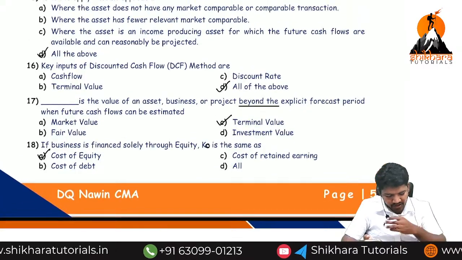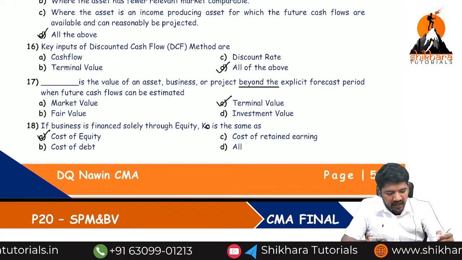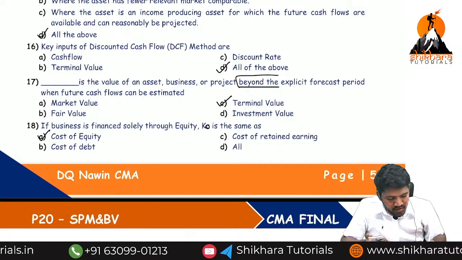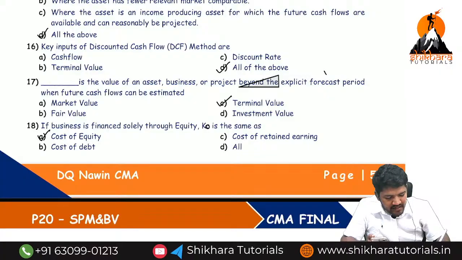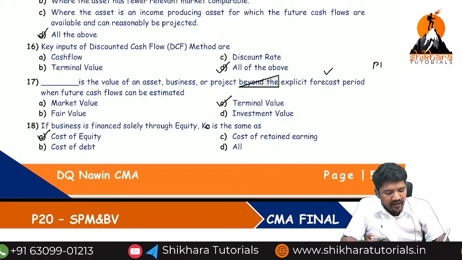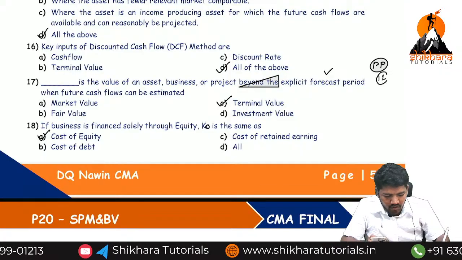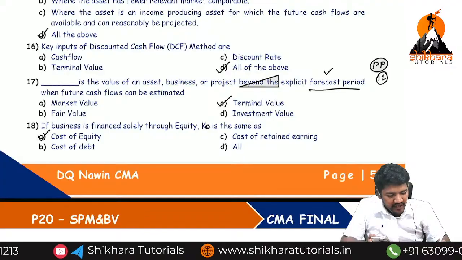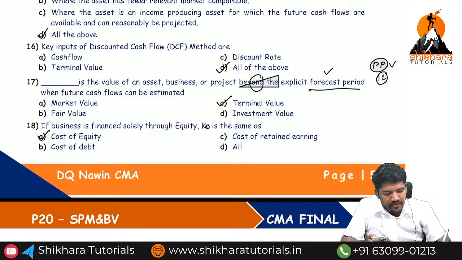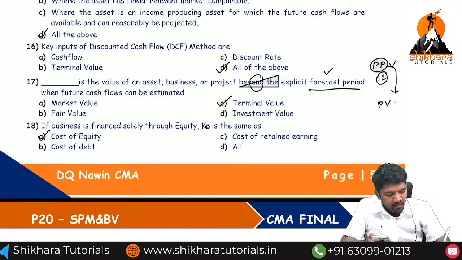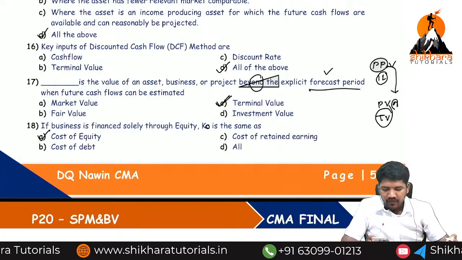When it comes to 17, dash is the value of an asset, business, or a project beyond the explicit forecast. At the time of explaining Gordon's model, I used two words: one is forecasted period, another is perpetual period. The perpetual period is nothing but infinite life. So if you complete the forecasted period, you get the life beyond, that is perpetual life. The perpetual life calculation is known as perpetual value or terminal value. That's why option C, terminal value, is the right one.